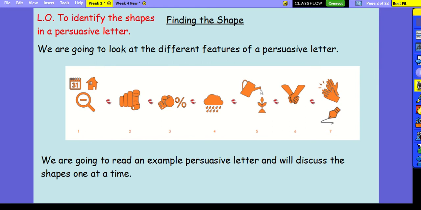So we are going to look now at the different features, the different parts of a persuasive letter. And we are going to call these features the shapes of a persuasive letter. So the different things that we include in a persuasive letter are called the shapes or the features. And for each shape or feature, we have a little picture. And this is the order that they come in our persuasive letter. So we're going to read an example persuasive letter together and then discuss the shapes one at a time.